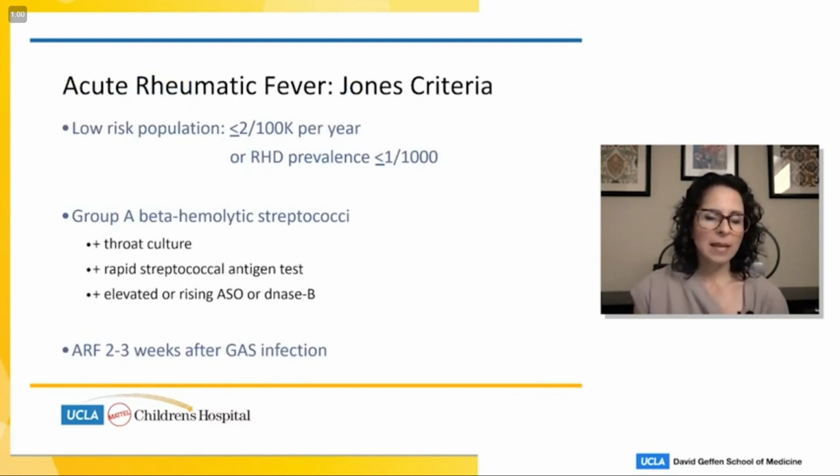So moving to the middle of the slide, what does that mean, evidence of strep? So you should have a positive throat culture, rapid strep antigen test positive, or an elevated or rising ASO or DNAseB. It's important to know what your population risk is. That helps determine how conservative you are when you're using the Jones criteria. When there is a rheumatic heart disease prevalence of less than 1 to 1,000, that's considered low risk disease, low risk population. Typically, acute rheumatic fever develops 2 to 3 weeks after group A strep infection.